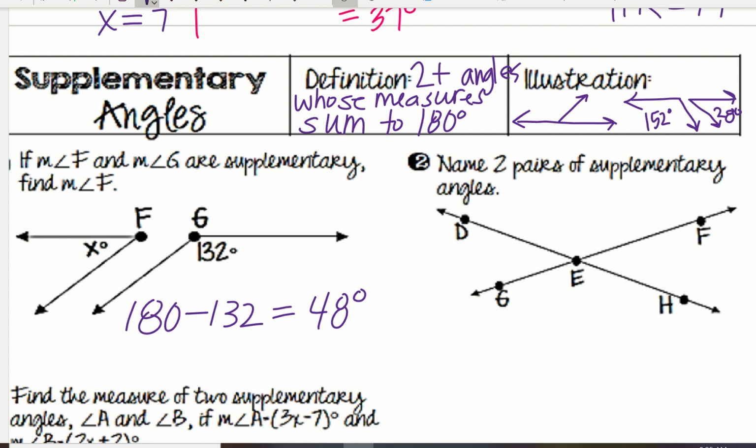Okay, so take a sec and figure out 2 pairs. There's 2 pairs of supplementary angles on example 2. Figure out what those 2 pairs are. And then I'll ask somebody to help me with it in just a minute.